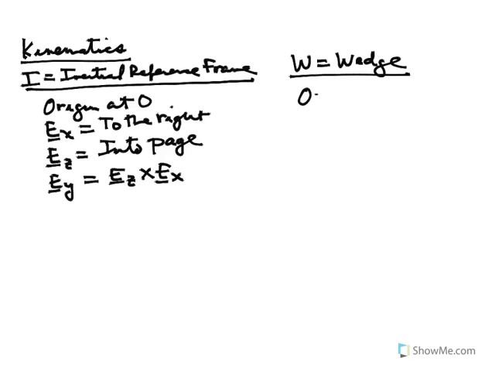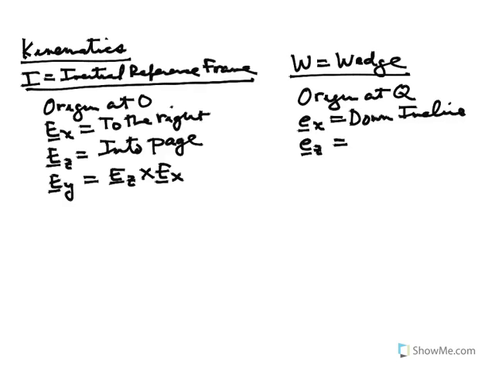For the coordinate system fixed to the wedge, you notice that I defined a point there called Q. So Q is fixed to the wedge. That's what I had said earlier. So I'm going to put the origin at Q. I'm going to say little ex is down the incline.